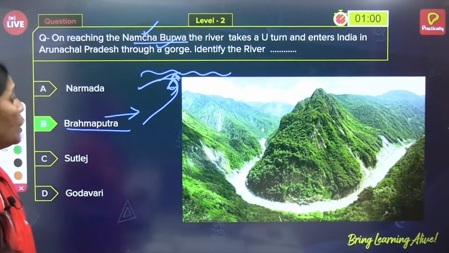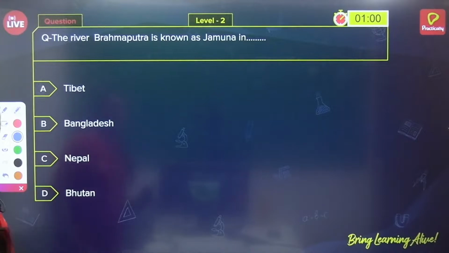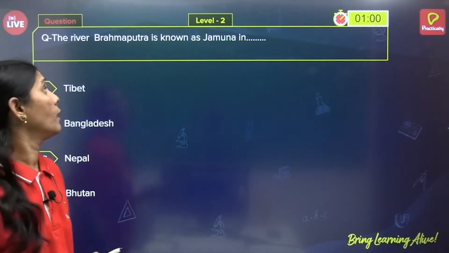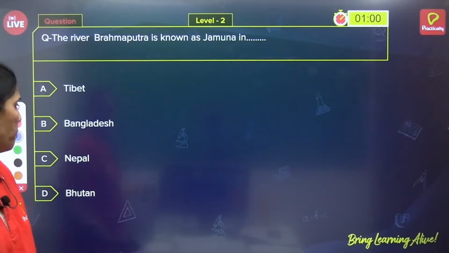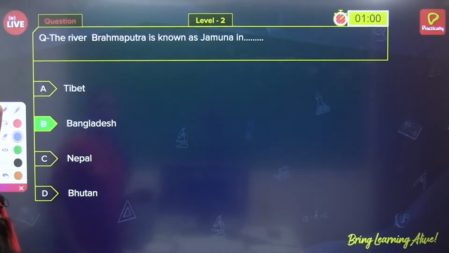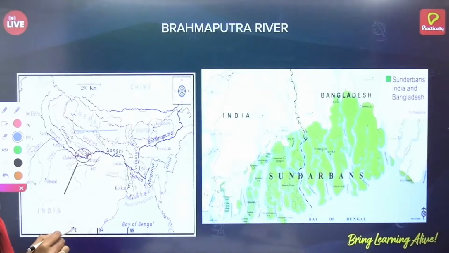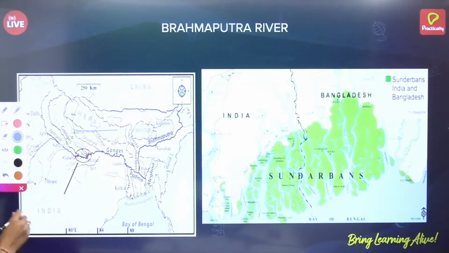And let us look at how this works. Brahmaputra river is known as Jamuna in Bangladesh. Okay, let us now see the journey of Brahmaputra, the course of Brahmaputra river. Let us have a look. Brahmaputra river here.